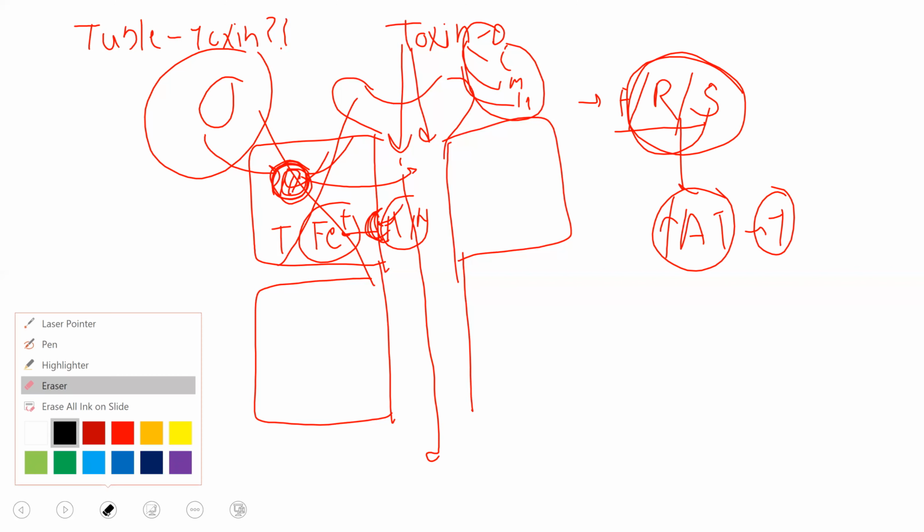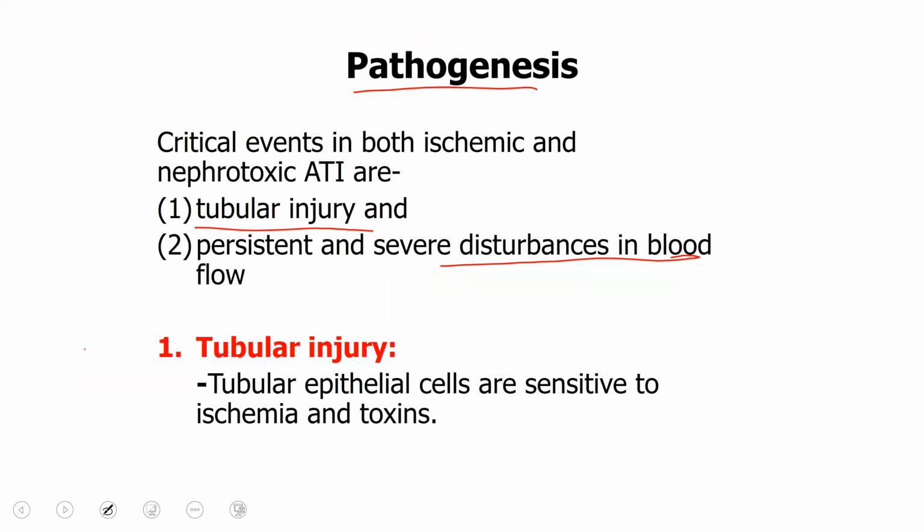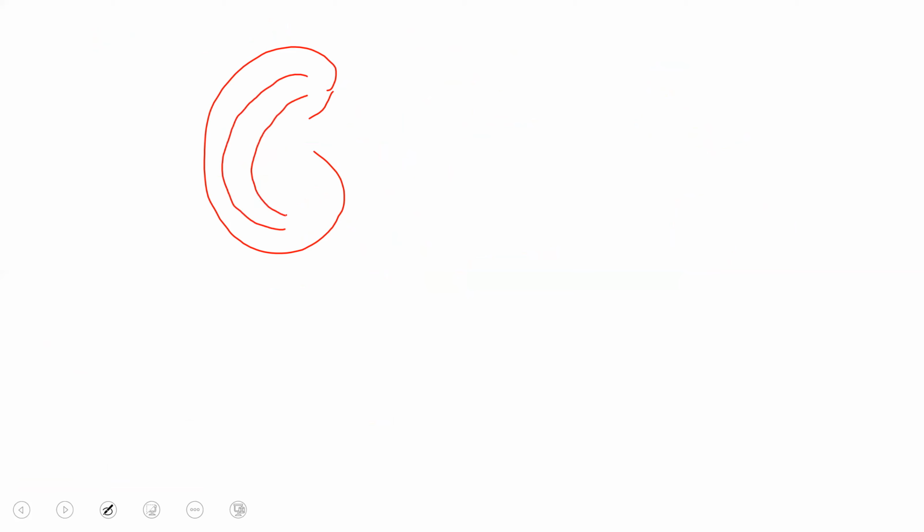And the next thing is, why is our kidney also susceptible to ischemia? For this, let me make a kidney and show. This is the cortex of a kidney. This is the outer part of the medulla, and this is the inner part of the medulla. So this is the cortex, this is the outer medulla, and this is the inner medulla.